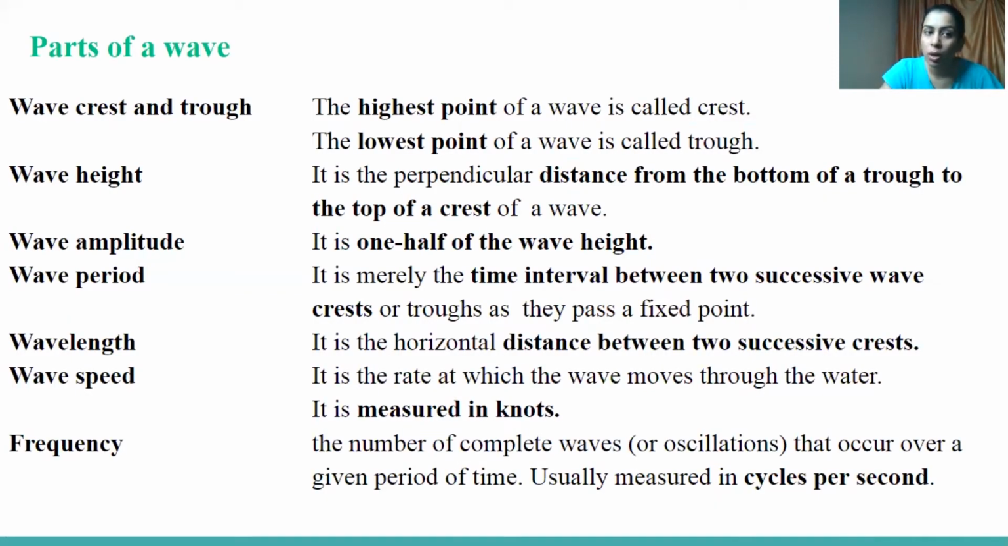So what are different parts of wave? The highest point of a wave is called crest and the lowest point is called a trough. Wave height, it is the perpendicular distance from the bottom of the trough to the top of the crest. Wave amplitude, one half of a wave height. Wave period, it is merely the time interval between two successive wave crests or troughs. Wavelength, it is the horizontal distance between two successive crests. Wave speed, it is the rate at which the wave moves. And frequency is the number of complete waves that occur over a given period of time.